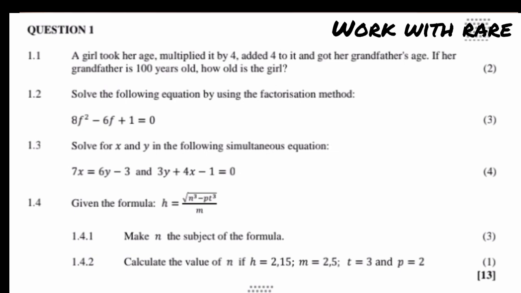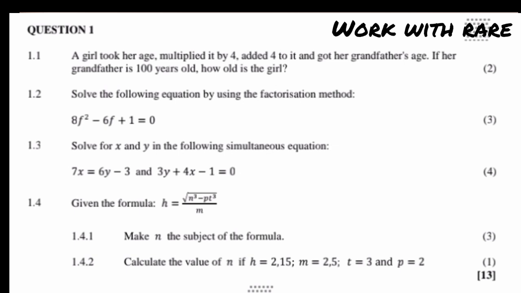Number one says a girl took her age, multiplied by 4, added 4 to it, and got her grandfather's age. If her grandfather's age is 100 years old, how old is the girl? So we want the age of the girl. Now this is a word problem, so you have to follow it.